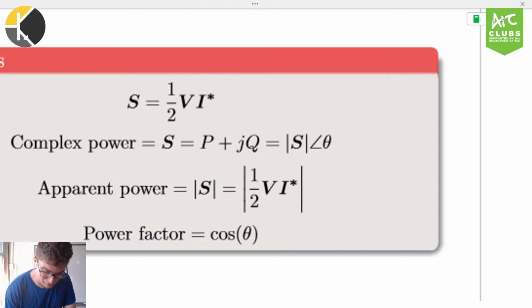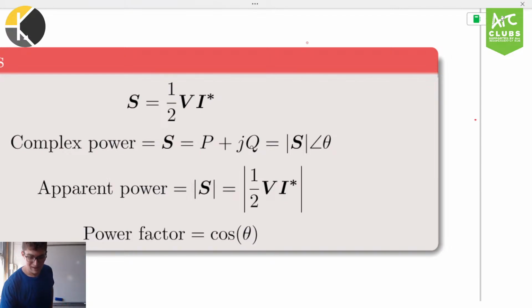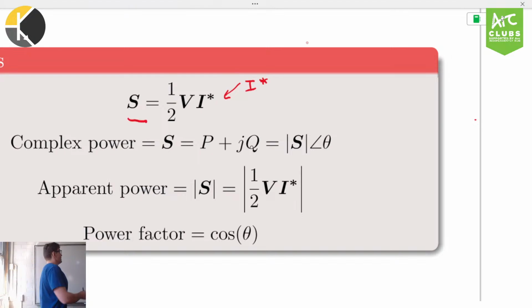Okay, so this is our formula. We've got it all in complex form. Everyone remembers phasors. We've got a phasor S, a complex number, that's equal to half the voltage, which is also a complex number, and I conjugate, and everyone knows what this means. This represents our complex power. Now, this S is really useful. If you find this S, you can basically solve almost any complex power question.